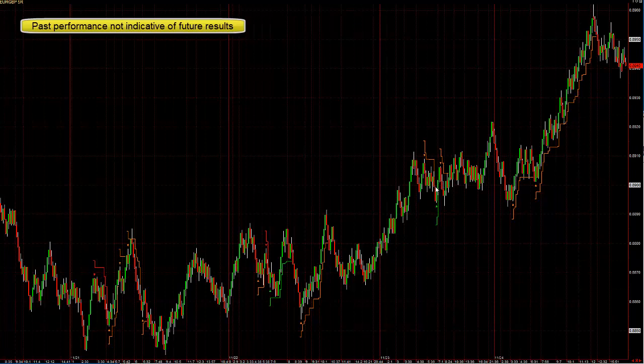And this one, small 5 pip win, break even, 8 pip loss, small 5 pip win, and then a very nice 40 pip win to end the day.